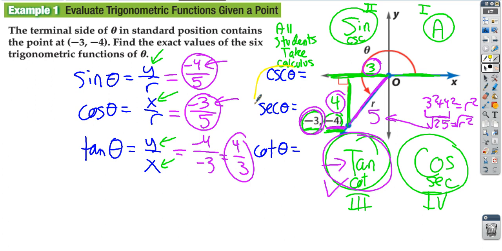Okay, now these three are easy once we have these. The sine is negative 4 over 5, which means the cosecant is negative 5 over 4. We just flip it. If cosine is negative 3 over 5, that means secant is negative 5 over 3. And if tangent is 4 over 3, that means cotangent is 3 over 4. So that's it.